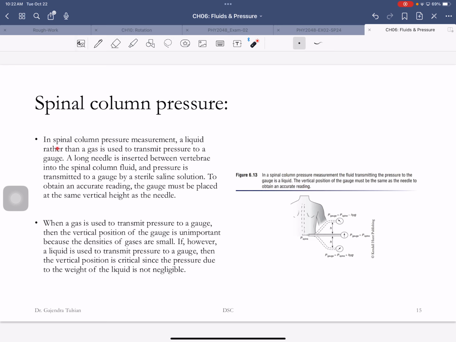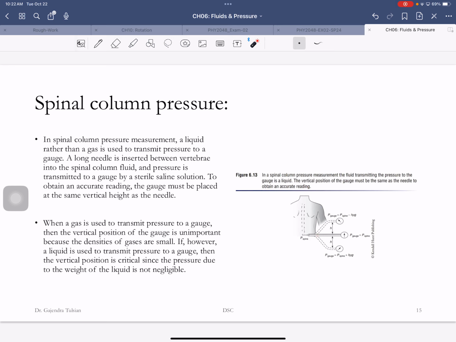In spinal column pressure measurement, a liquid rather than a gas is used to transmit pressure to a gauge. A long needle is inserted between the vertebrae into the spinal column fluid, and pressure is transmitted to the gauge via sterile saline solution. So that's a saline solution.